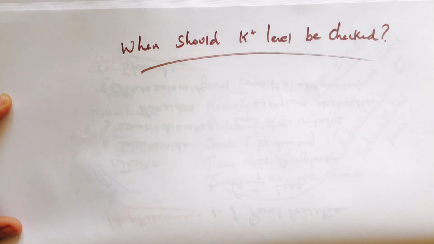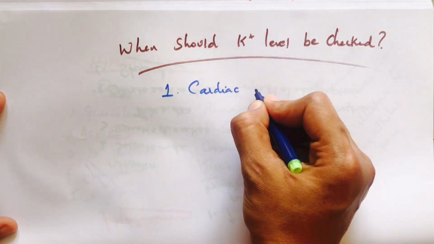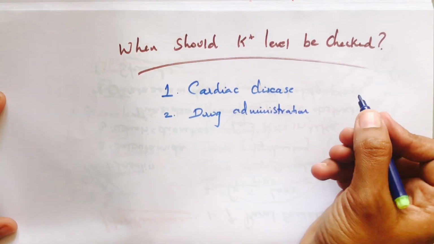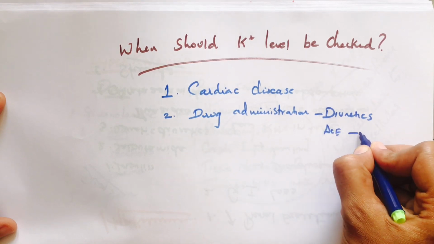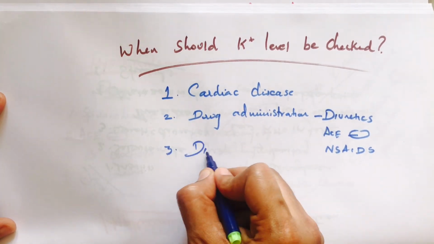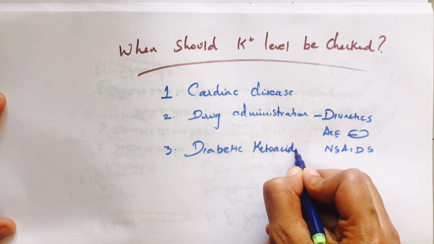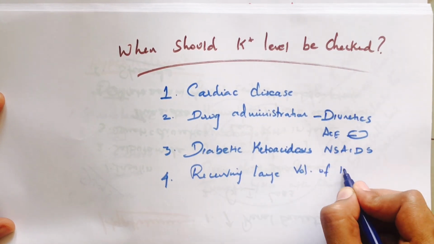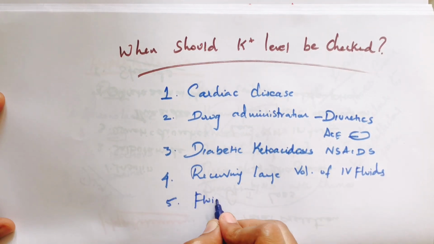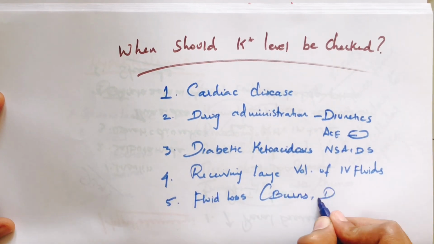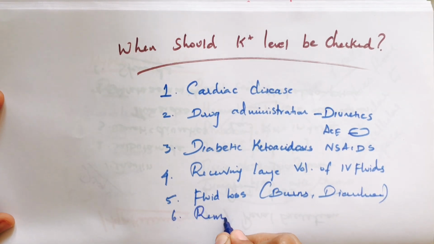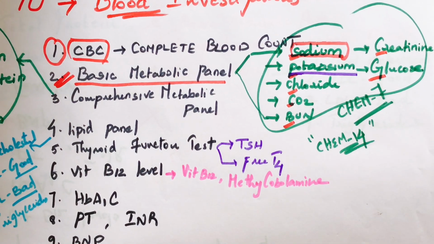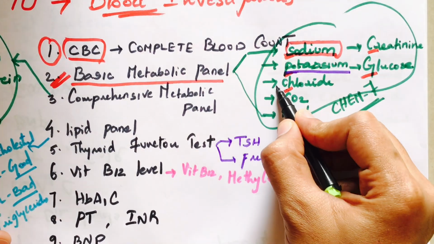And when should the potassium level be checked? When the patient presents with any cardiac disease and before drug administration like diuretics, ACE inhibitors, and NSAIDs. In case of diabetic ketoacidosis, and when the patient receives a large volume of fluids, when there is severe fluid loss, and during renal impairment.